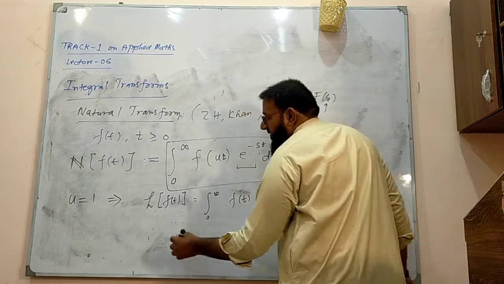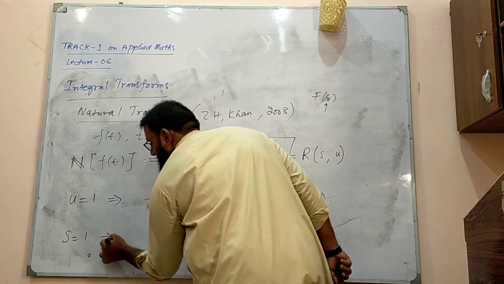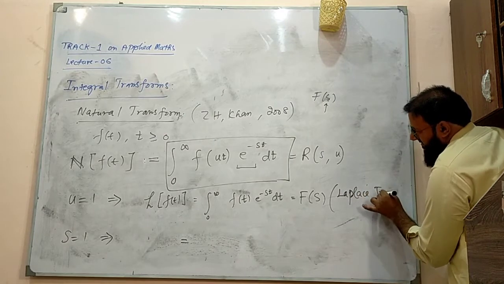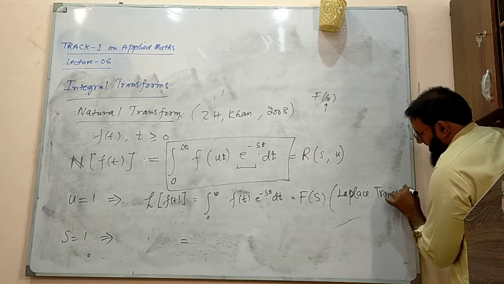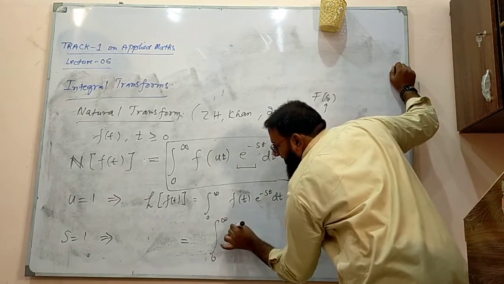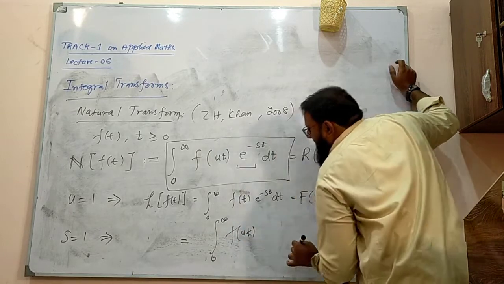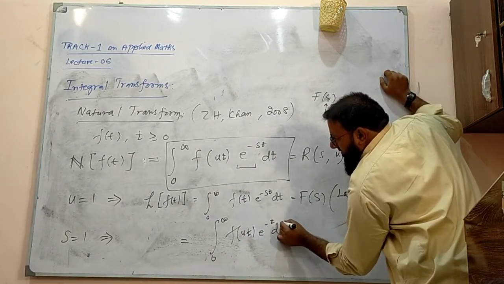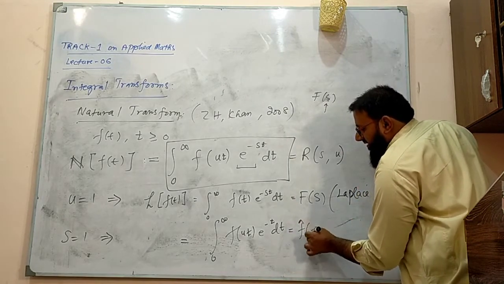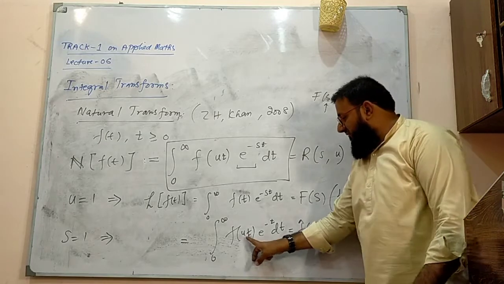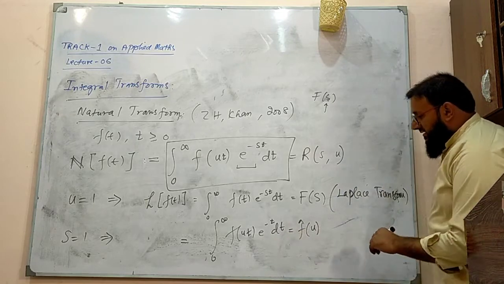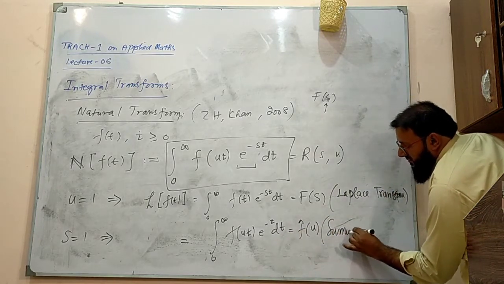And what happens when you put s equal to 1? Tell me what happens when you put s equal to 1. This becomes 0 to infinity f of ut e raised to minus t dt, and this will be, let's say, a function f tilde of u, because you know very well the new thing is u now. And this is another transform, and the name of this transform is the Sumudu transform.